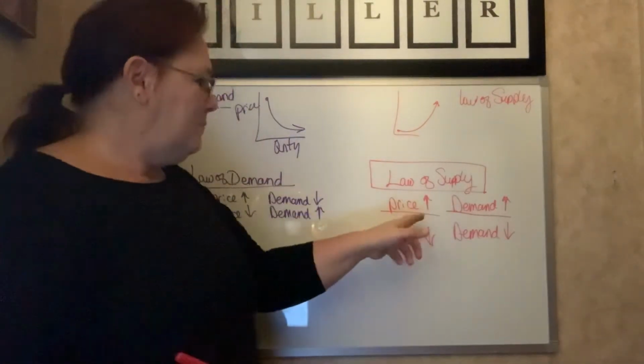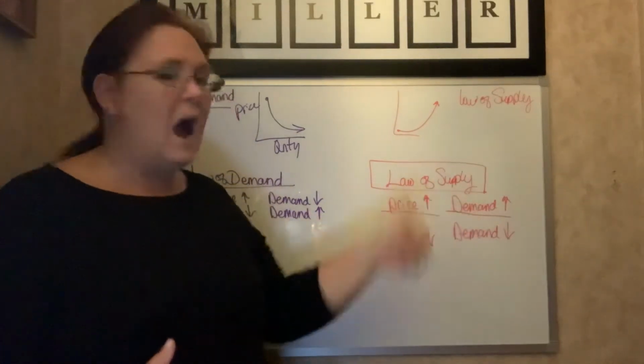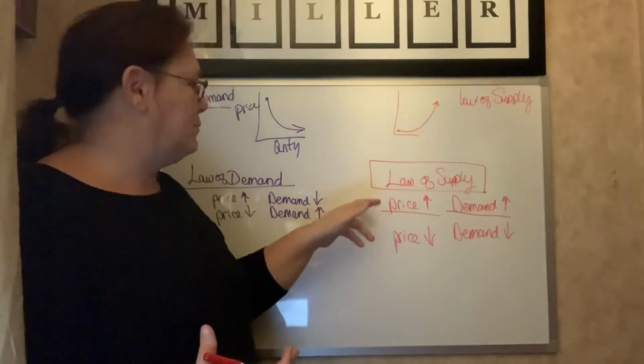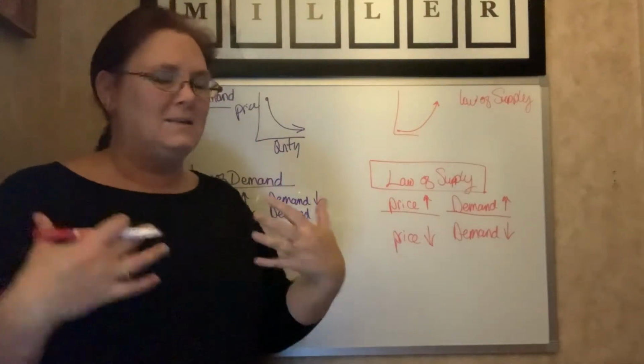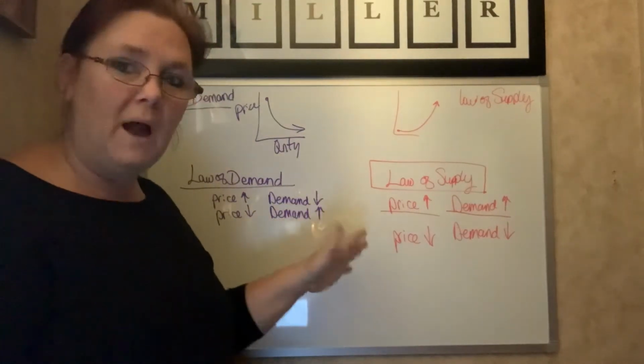So because I know that it's a demanded product, I can raise my prices and I want to get in on that action. I want to produce as many as I can and sell. So that's how law of supply works.